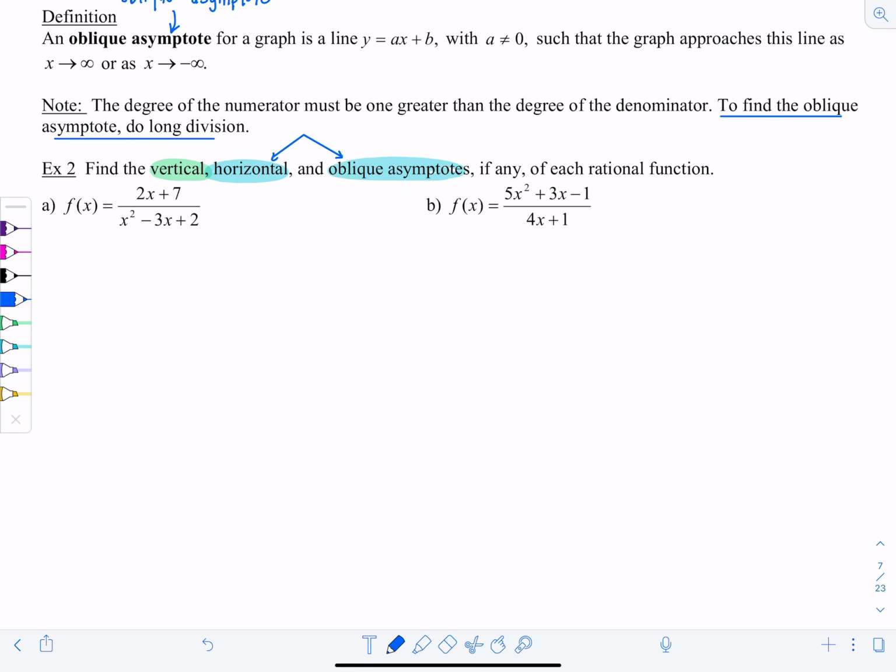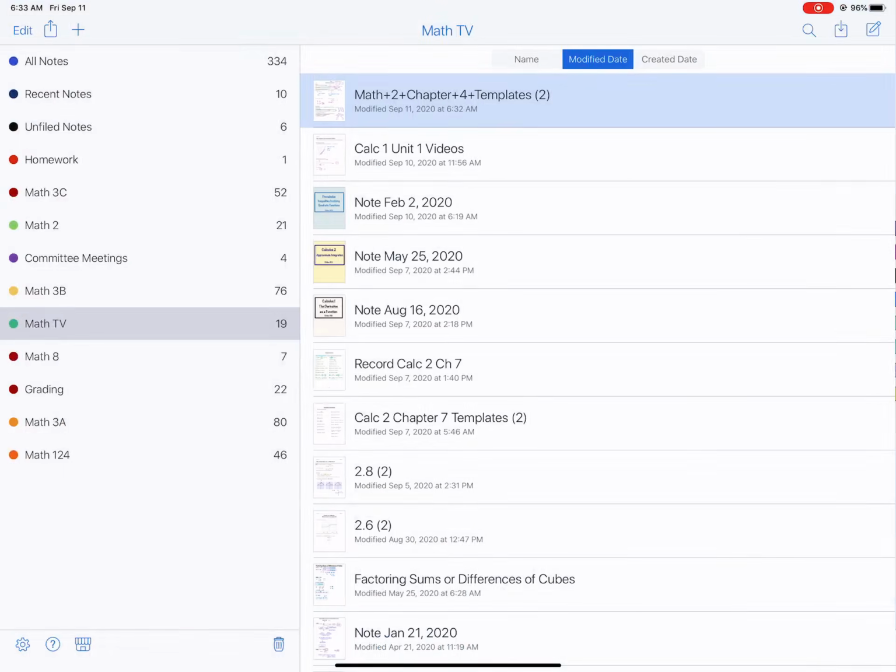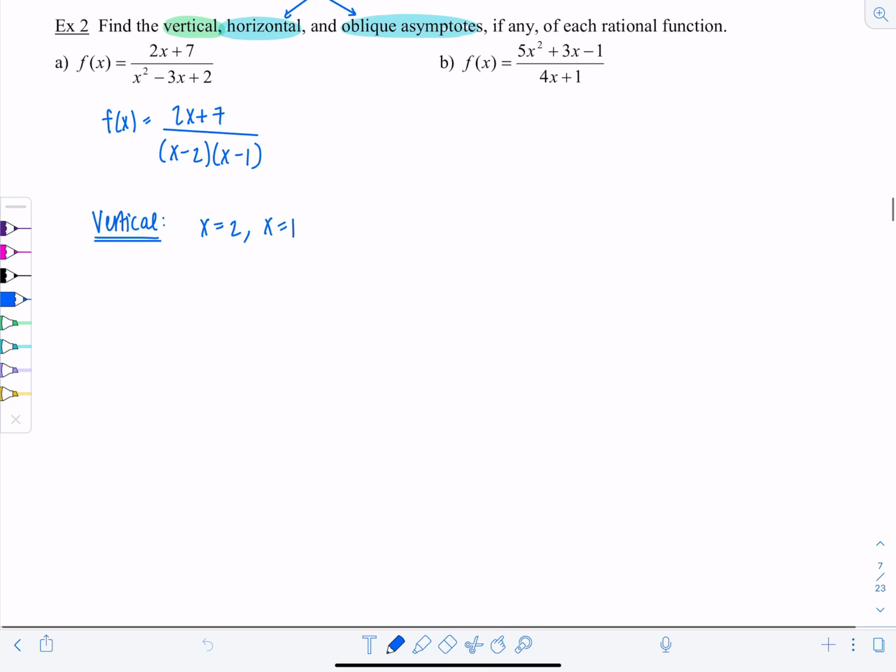Okay? Very good. So let's look at f of x, this first function here. F of x is equal to 2x plus 7, and I'm going to factor the denominator. So it's x minus 2 times x minus 1. Okay, is this guy completely simplified? Why, yes, it is. So let's see, where are the vertical asymptotes? Remember, they come from where the denominator would equal 0. They're exactly the same thing as your domain restrictions for this case. So the vertical asymptotes would be at x equals 2 and at x equals 1. Now what about the horizontal asymptotes?